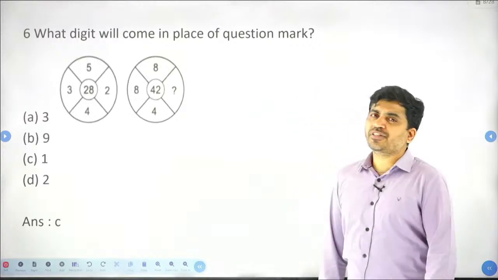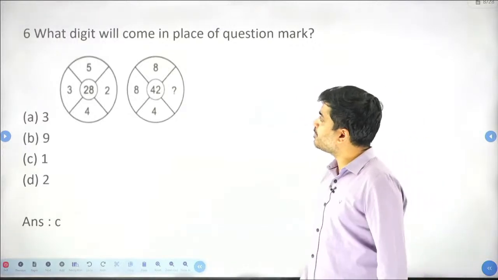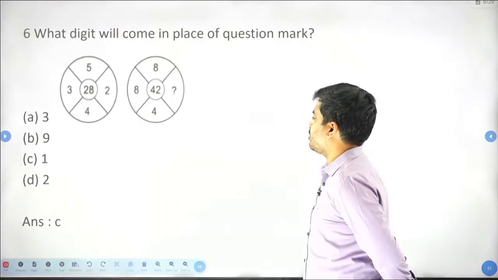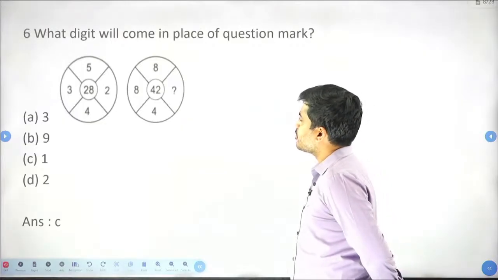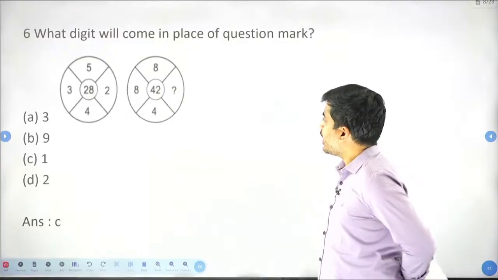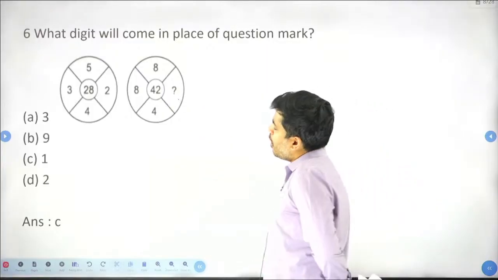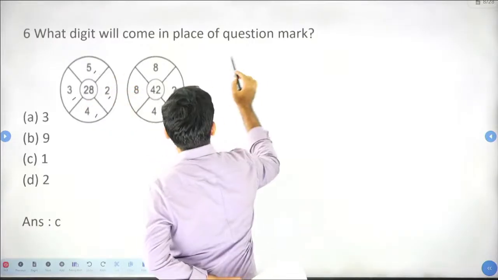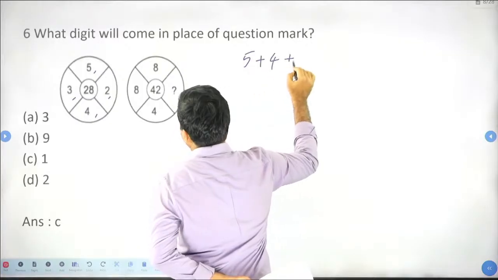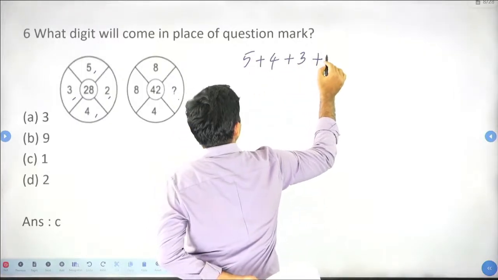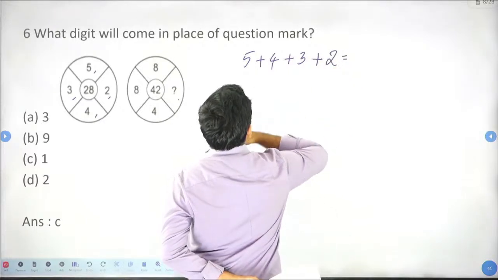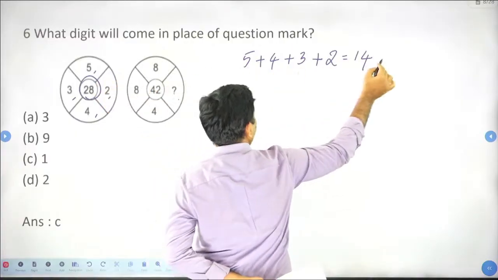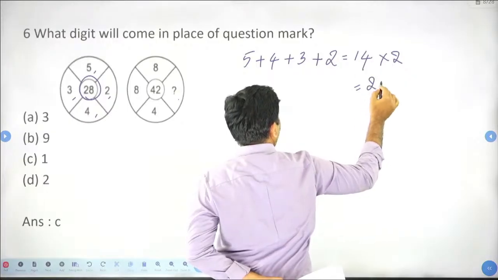Chalo. Now this question is from reasoning. Look at this. What digit will come in a place of question mark? Okay. So what is the number at this question mark? Look at this. Outer numbers are 5, 2, 4, 3. What is their sum? It is 14. But what is given? 28. Means simply twice. Answer is 28.